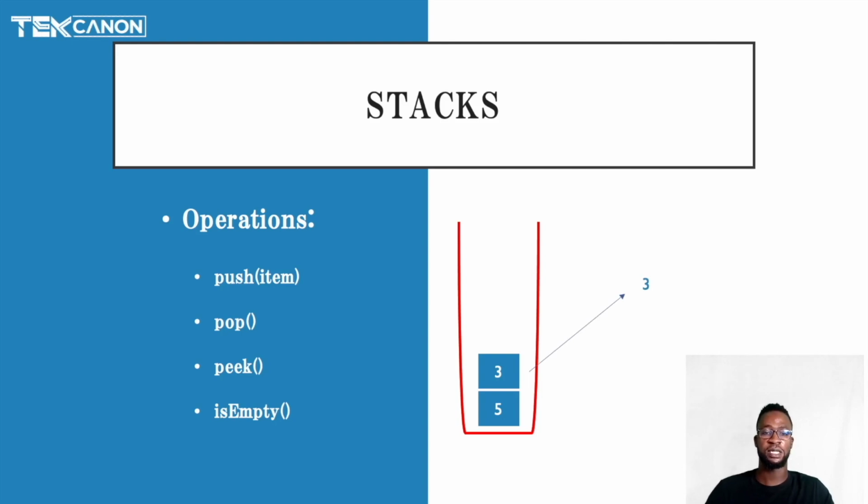And last but not least, is empty. This is pretty much just a helper function to help you check if a stack is empty or not. If we call it here, is empty, we would get false because we have stuff in the stack, quite obviously. But if it was empty, we'd get true. So it returns a boolean, true or false.